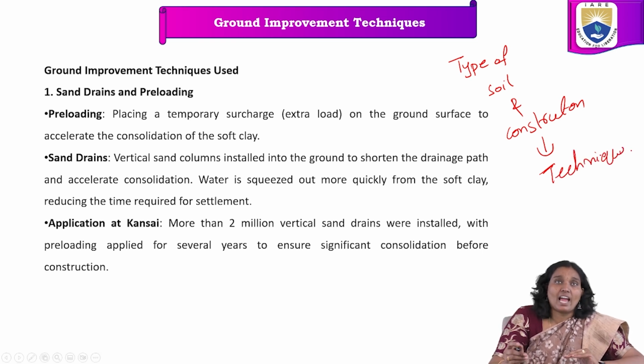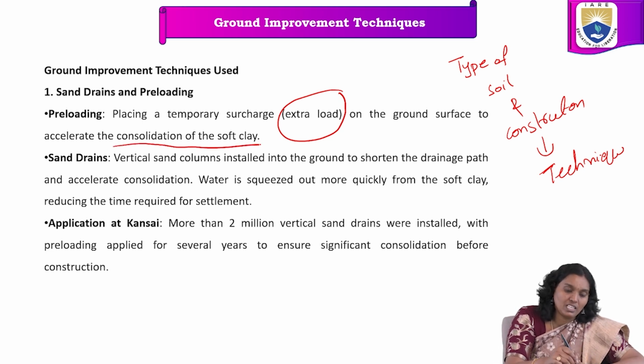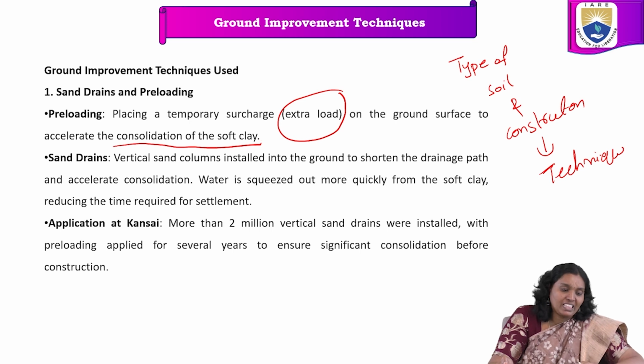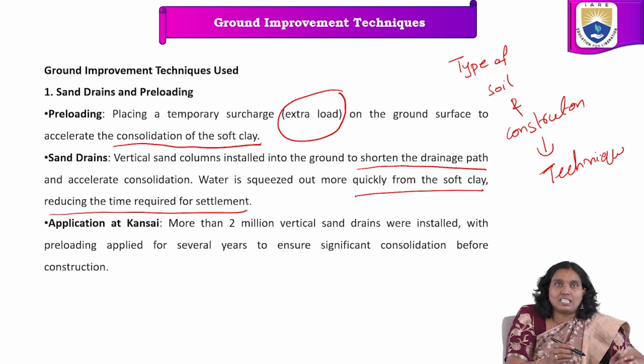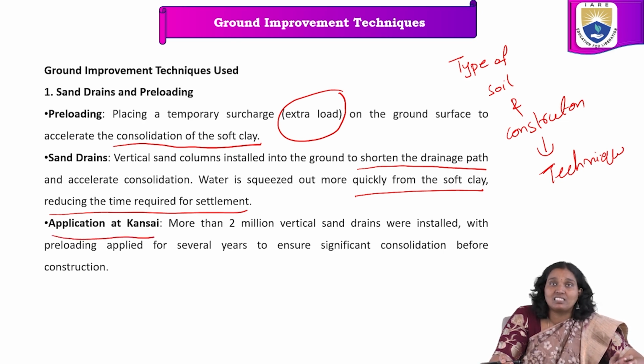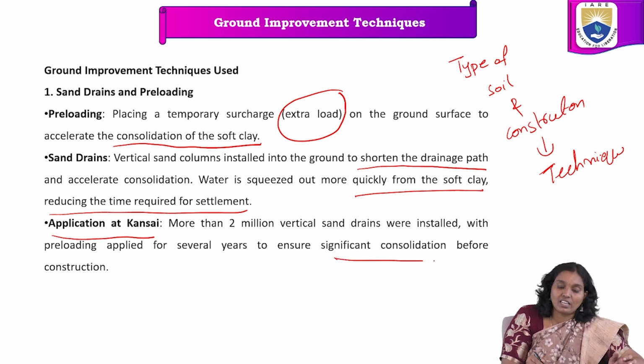So here, sand drains and preloading. Preloading means placing a temporary surcharge, an extra load on the ground surface, to accelerate the consolidation of the soft soil, soft clay. In sand drains, vertical sand columns are installed into the ground to shorten the drainage path and accelerate consolidation. Water is squeezed out quickly from the soft clay, reducing the time required for settlement. How we applied this in this particular airport: more than 2 million vertical sand drains were installed with preloading applied for several years to ensure significant consolidation before construction.